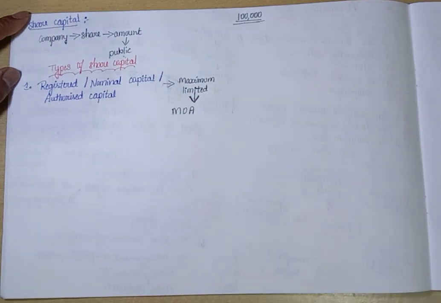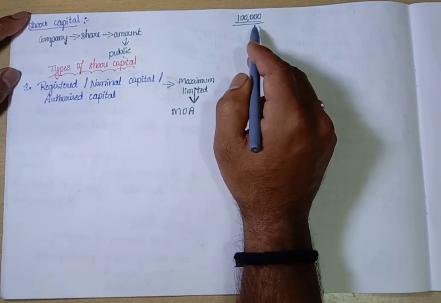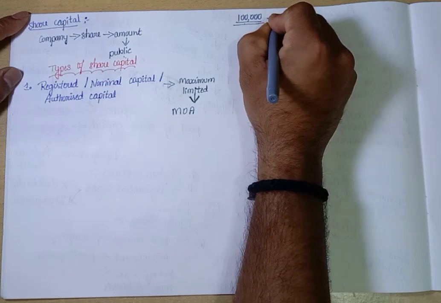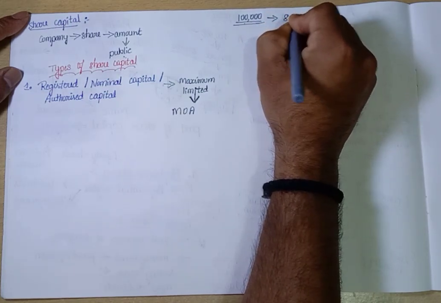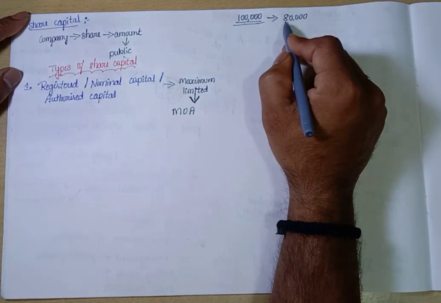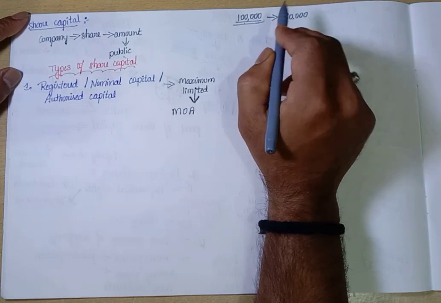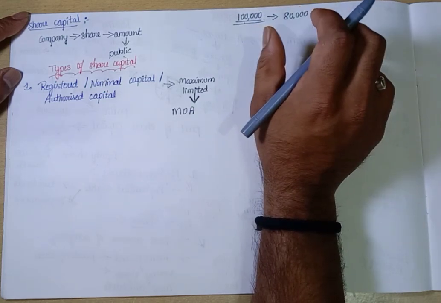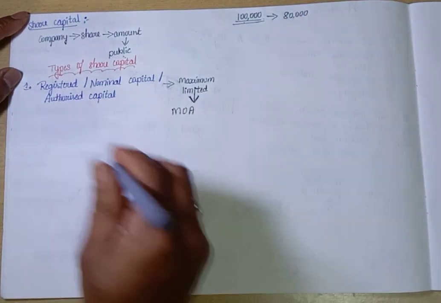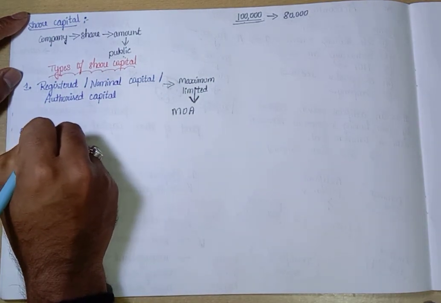Then out of this 1 lakh rupees, presently I am starting my business, and I know I don't need 1 lakh rupees. For example, for 2 years I may require just 80,000 rupees. So I will not issue 1 lakh rupees worth of shares; I will issue only 80,000. Out of your authorized capital, the actual value of shares you are going to issue to the public is called issued capital. So the second type we have is issued capital.